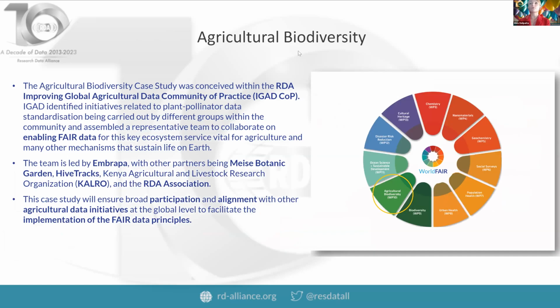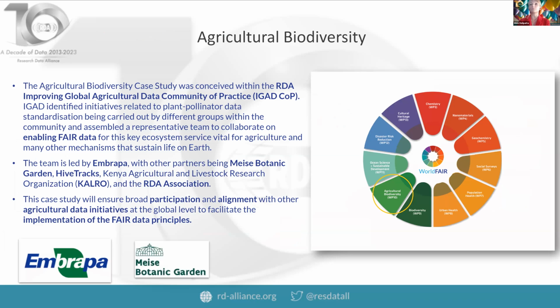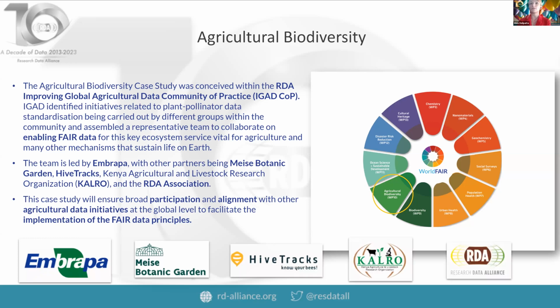So today we're talking about agricultural biodiversity, which is one of our 11 case studies. This case study was conceived within the RDA Improving Global Agricultural Data Community of Practice, which identified initiatives related to plant-pollinator data standardization and assembled a team to collaborate on enabling FAIR data. And this team is led by Embrapa, with other key partners being the Maize Botanic Garden, Hive Tracks, and the CalRO, and of course the RDA Association. This case study is working on ensuring broad participation and alignment with other agricultural data initiatives at the global level to facilitate the implementation of FAIR data principles.